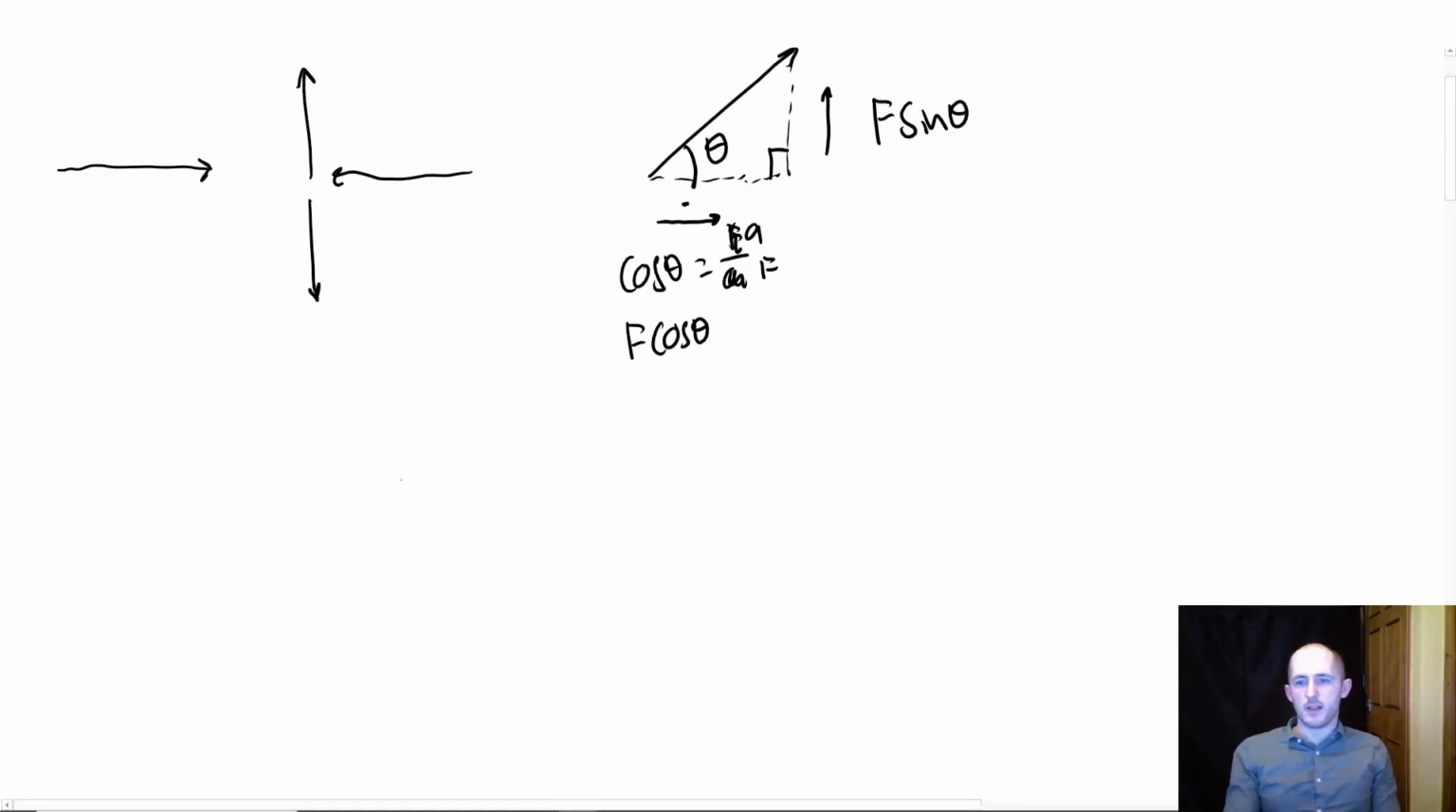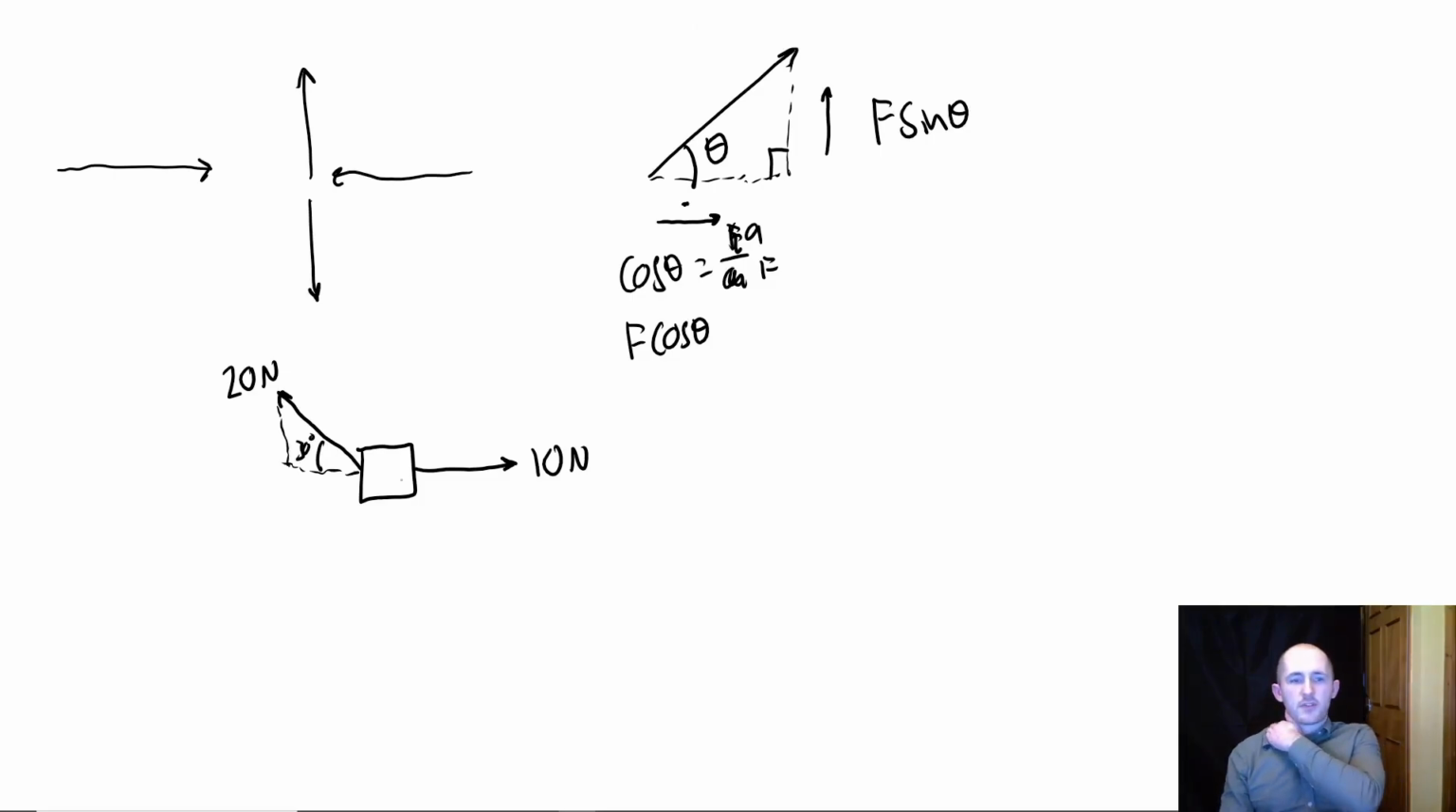So for example, let's say we have a box, right? And there's one force that's acting directly to the right, let's say 10 newtons. And then we have another force which is acting up and to the left at 20 newtons, at an angle of 30 degrees. If we were to try and work out the resultant force, I can't just do 10 minus 20, or 20 plus 10 or something like that.